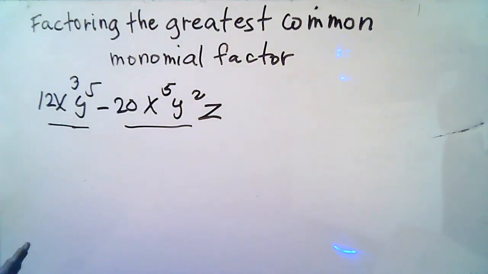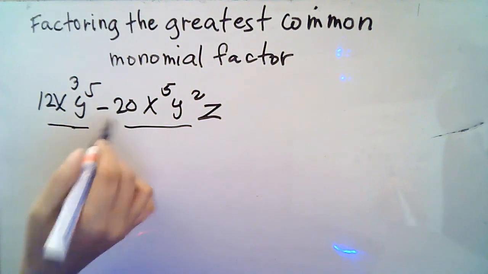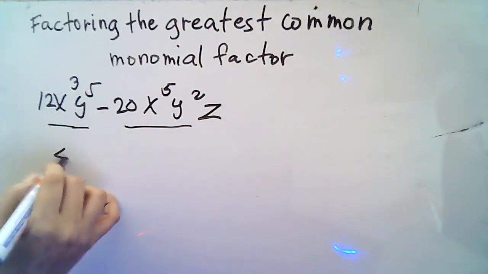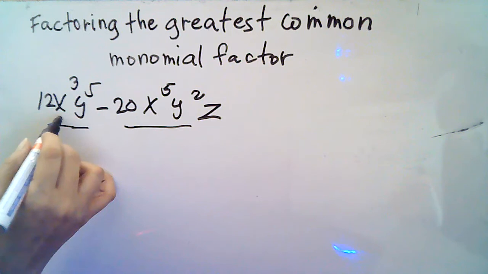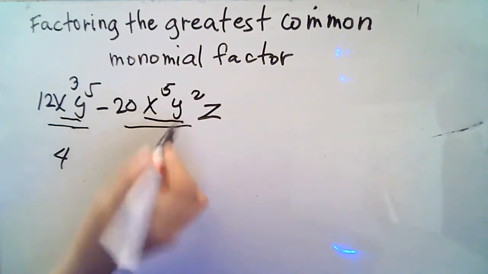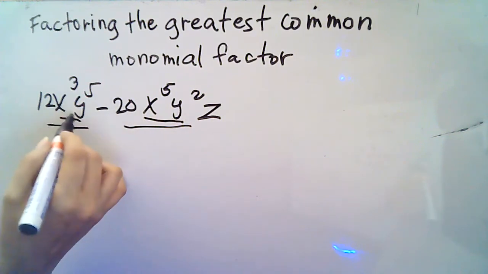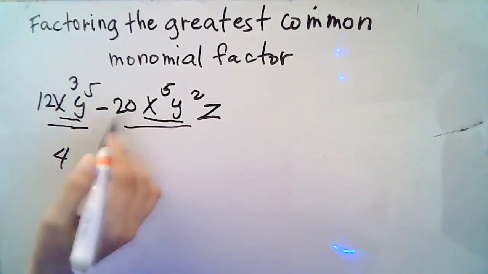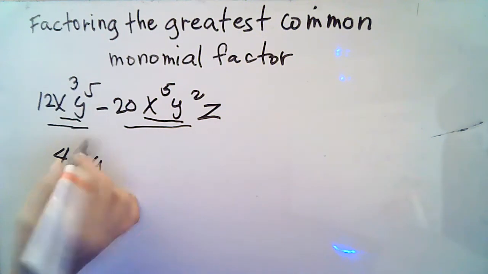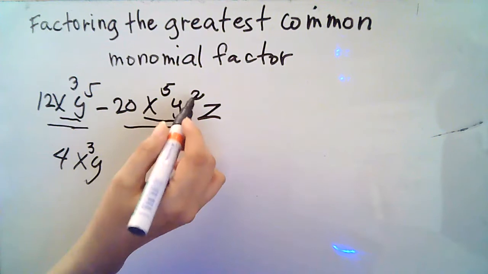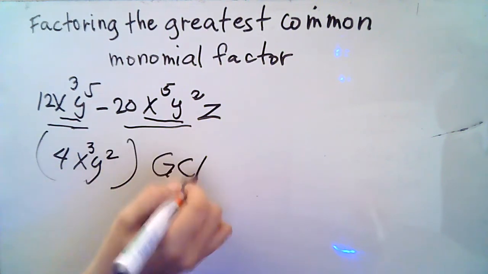So let's work first with the numerical coefficients, which are 12 and 20. The GCF for 12 and 20 is obviously 4, because both are divisible by 4. Next is to find the variables with the least exponent in each of the terms. So x and y are both common to all terms, so we need to extract x and y. And then we have 3 as the smallest exponent for x, and 2 as the smallest exponent for y. So this is now our GCF.